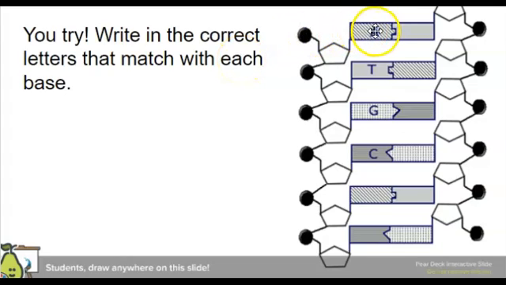So let's take a look, right? What letters would match with each? A would go with what letter? T, right? T with A. G with C. C with G. So notice our C's and G's always match and our A's and T's always match.